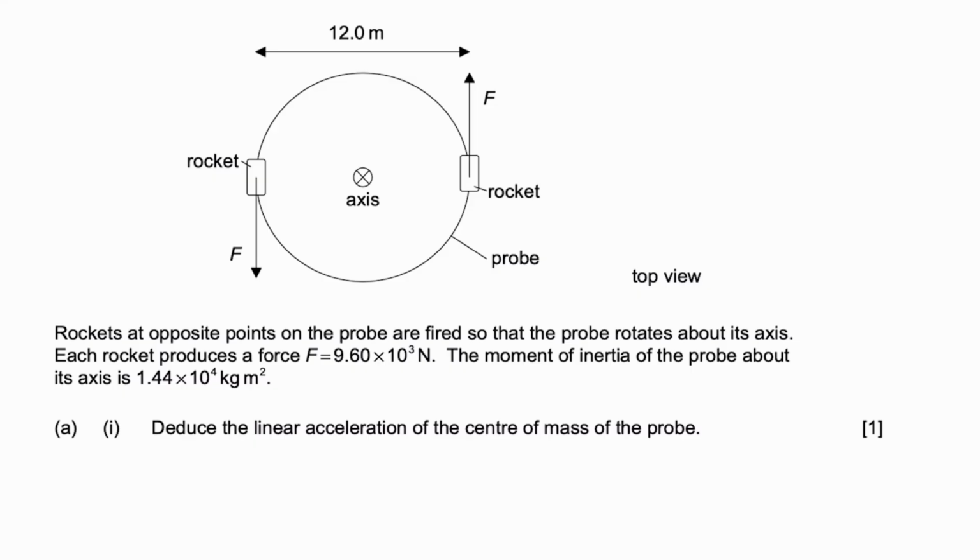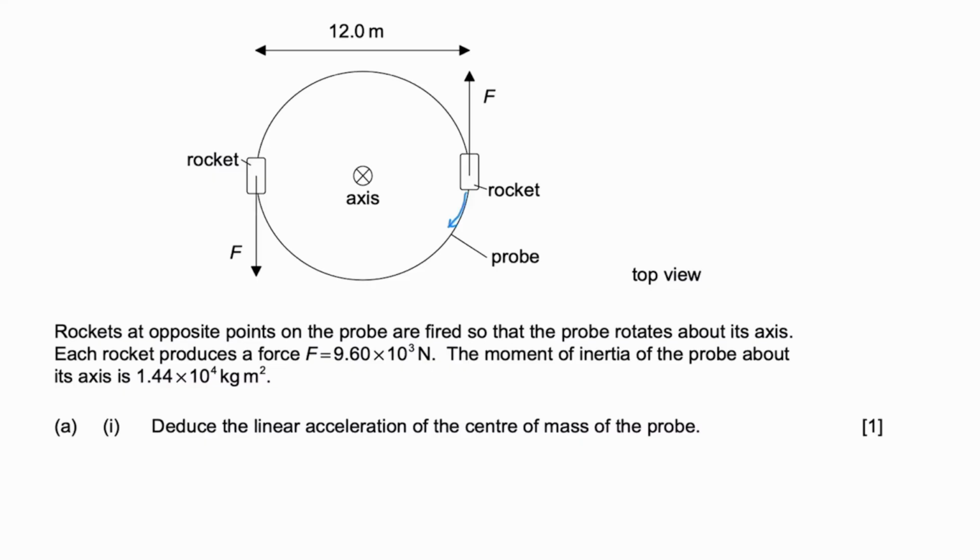A1. Deduce the linear acceleration of the centre of mass of the probe. Well, the word deduce here is used and it is 1 mark, so I know this answer is pretty simple. When these rockets start to fire, this space probe is going to rotate very quickly, but the axis is not going to move in any direction. It's simply going to cause angular velocity. That means that the linear acceleration of the centre of mass of the probe is 0.